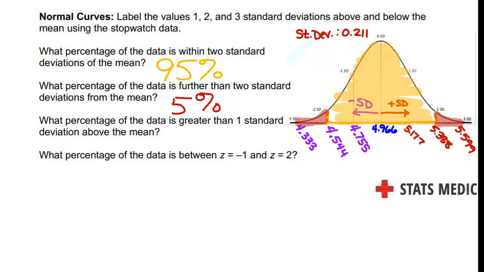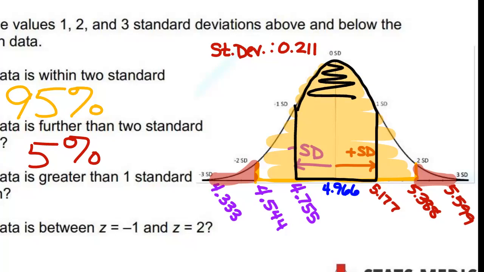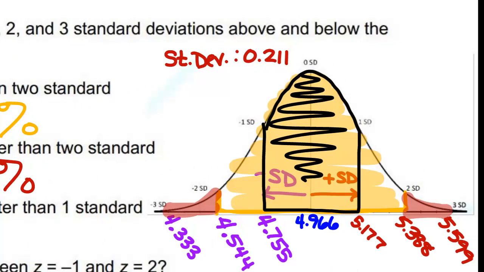What percentage of the data is greater than 1 standard deviation above the mean? Well, now we need to talk about how much is contained in 1 standard deviation above the mean. So this space right here, that is 68% of all of that collected data.